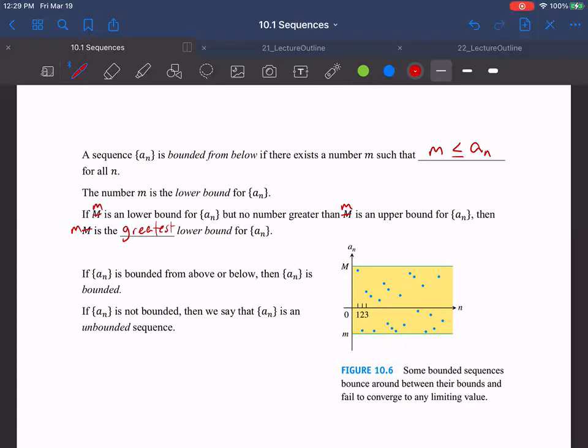If a sub n is bounded from above and below, then a sub n is bounded. If a sub n is not bounded, then we say that a sub n is an unbounded sequence. Okay? If it's not bounded, it's unbounded. If it is bounded, we say it's bounded. Y'all want me to repeat that a little slower?